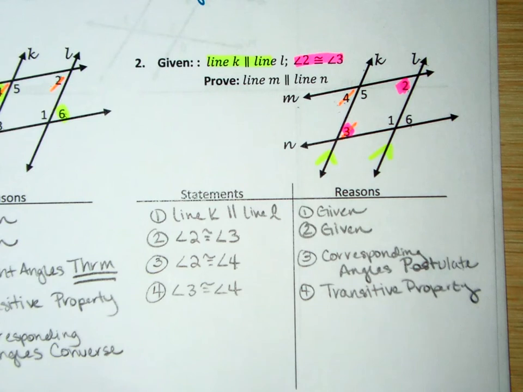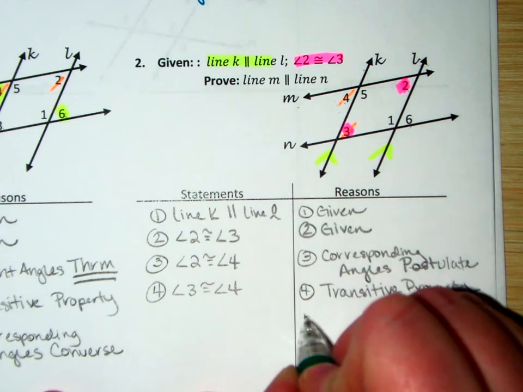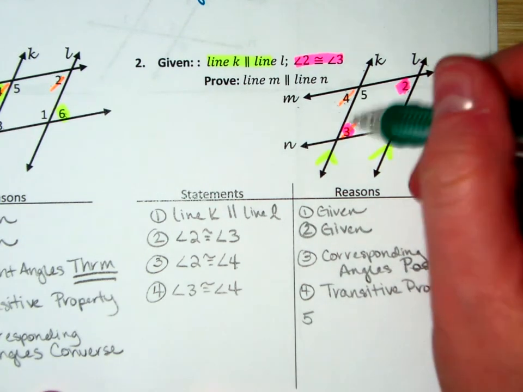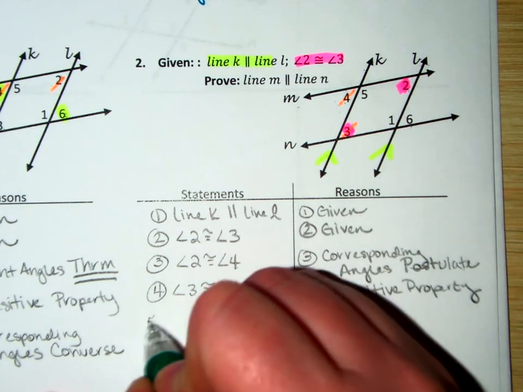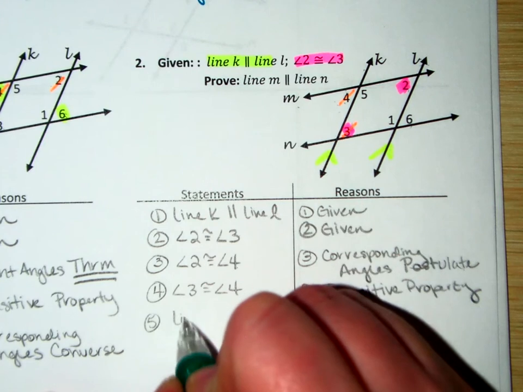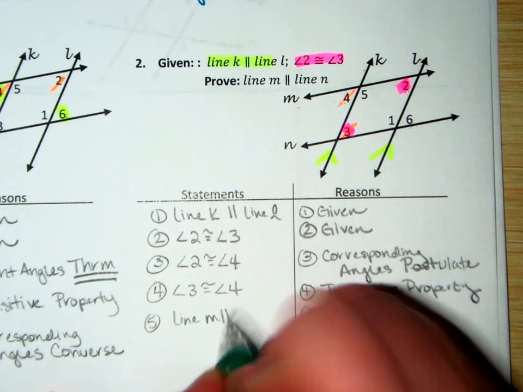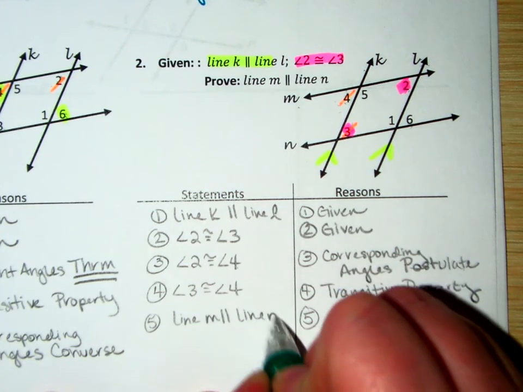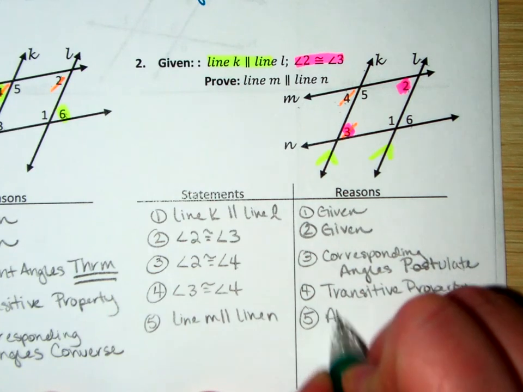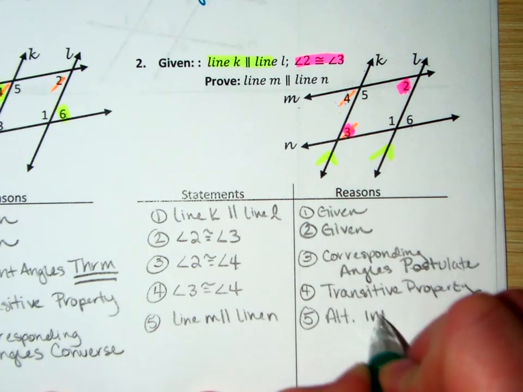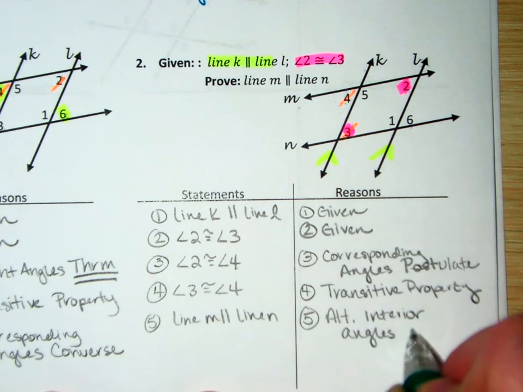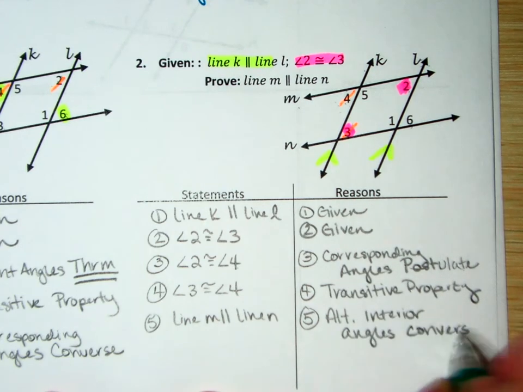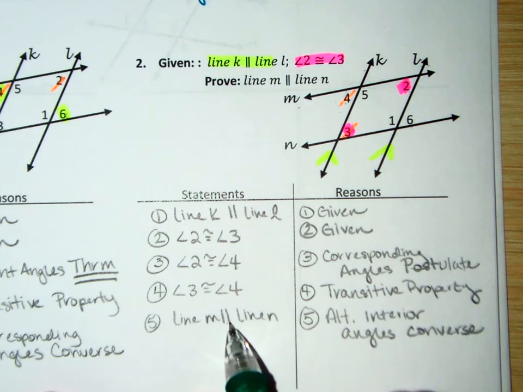They are alternate interior angles. So I am not saying these angles are congruent. I want to make my lines parallel. So I have line M is parallel to line N. And this would be alternate interior angles converse. Once again, it's converse because I am proving lines parallel.